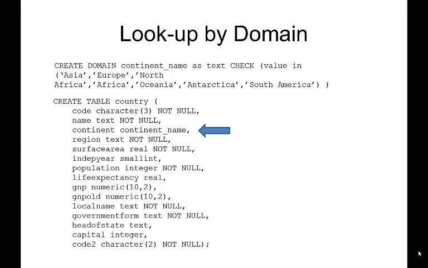And then when we define our table, we can see that the continent field is no longer a text field per se. It's defined using the continent name domain that we've defined here. So rather than saying it's a text data type, we're saying it's a domain which includes the definition of a text with additional constraints. Okay, that's another approach.